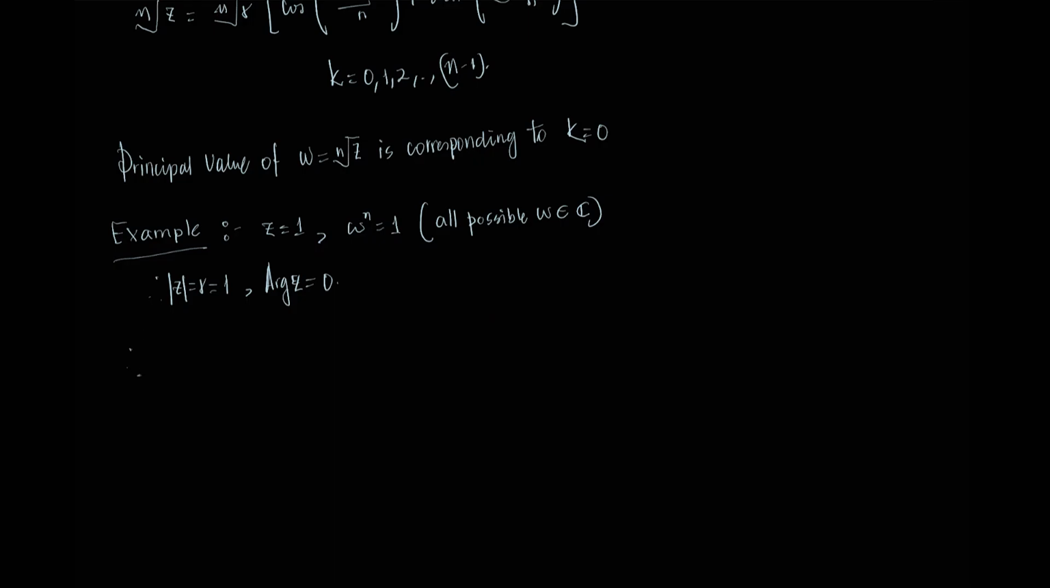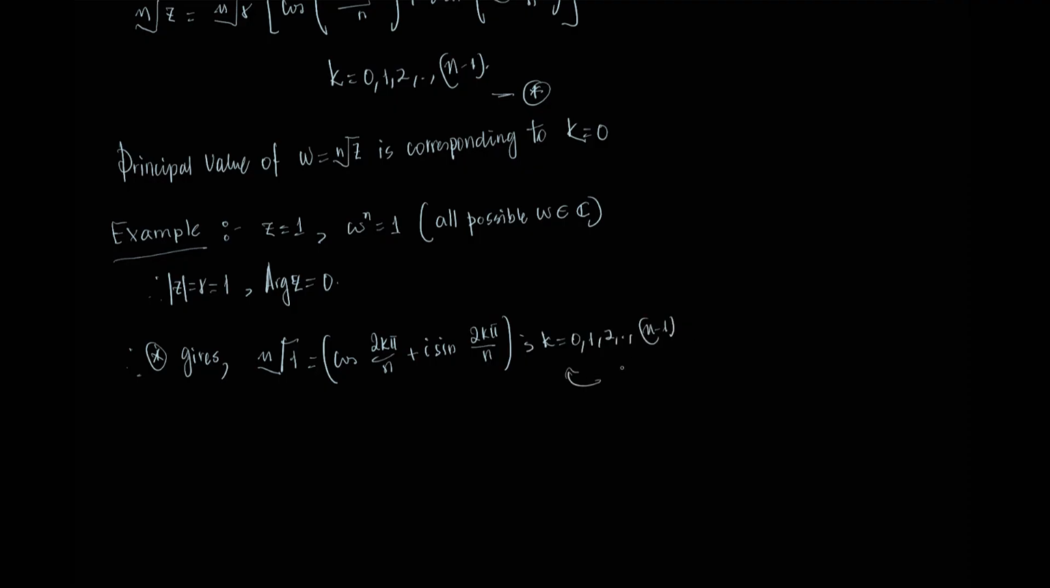Therefore this formula, let's call that star, gives, what does it say? It says that the nth root of 1, if you put all this formula together, is cosine 2k pi by n plus i sine 2k pi by n. That's the formula, and k is nothing but 0, 1, 2 up till n minus 1. Very simple. So this is called the nth root of unity.